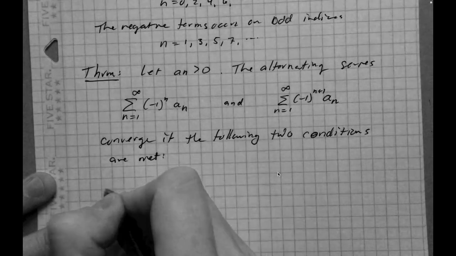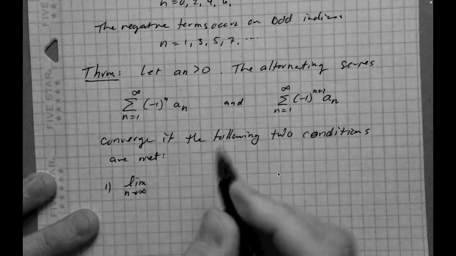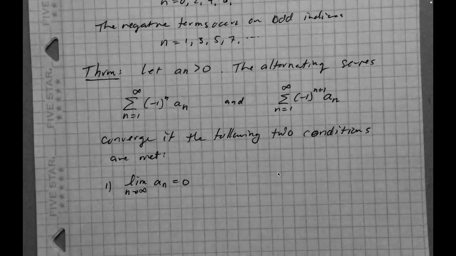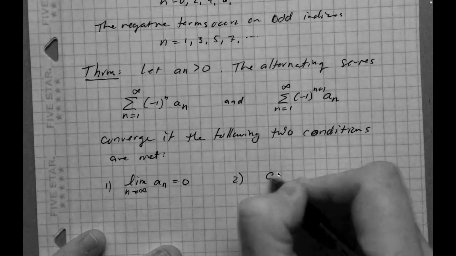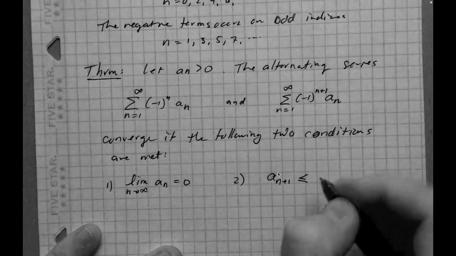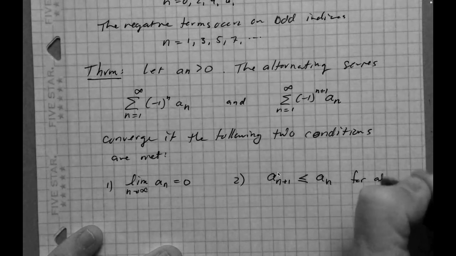All right, so the first condition is that the limit as n goes to infinity of a of n is equal to 0. Namely, the nth term of the series must converge to 0, in the limit. It must go to 0 as n goes to infinity. And second, a of n plus 1 needs to be less than or equal to a of n, and this is going to be for all n.